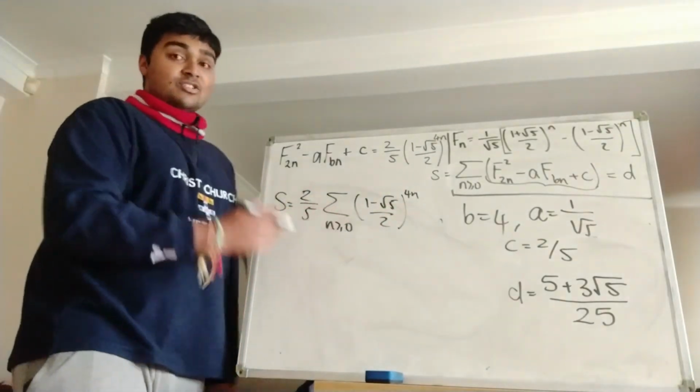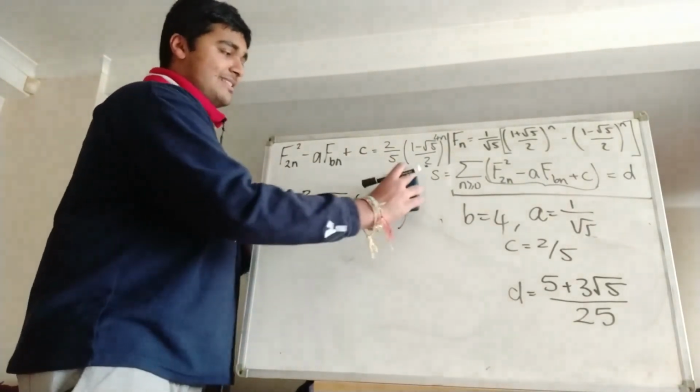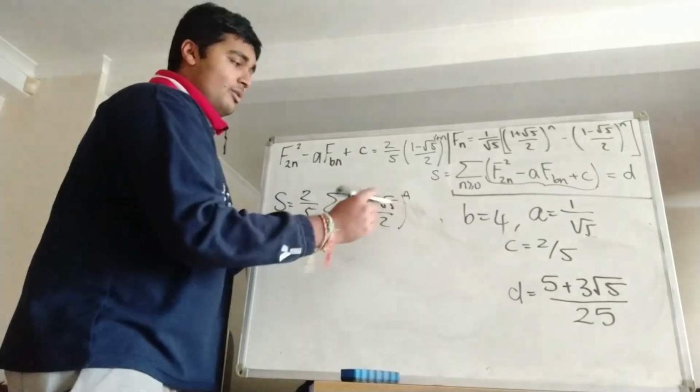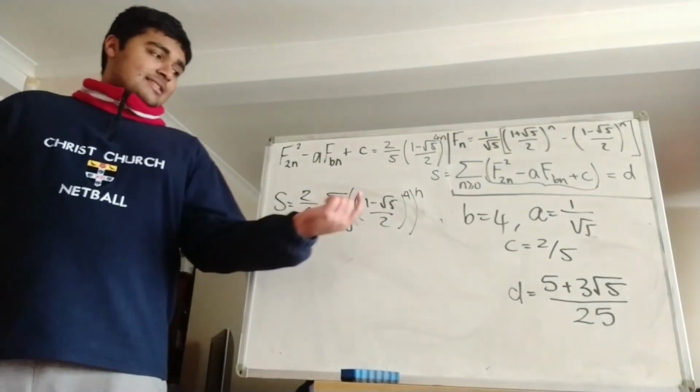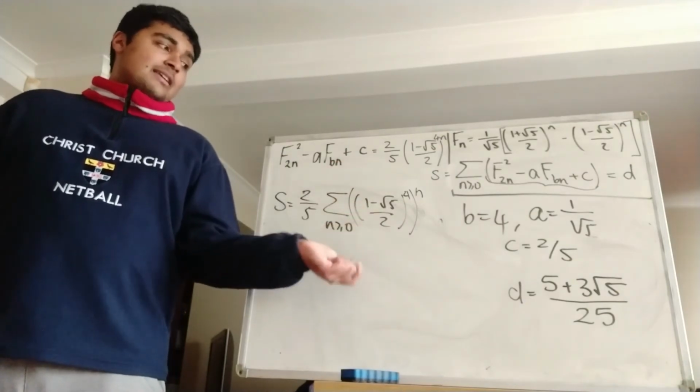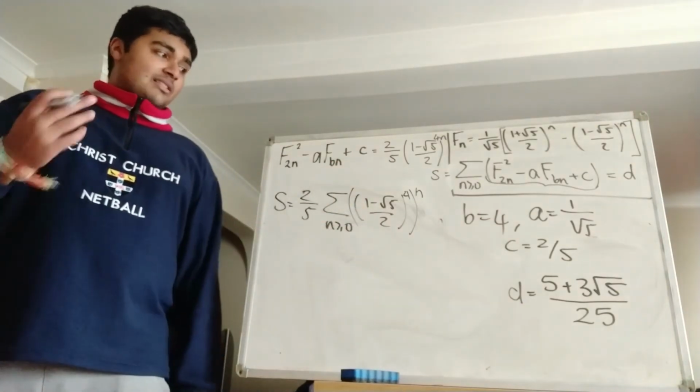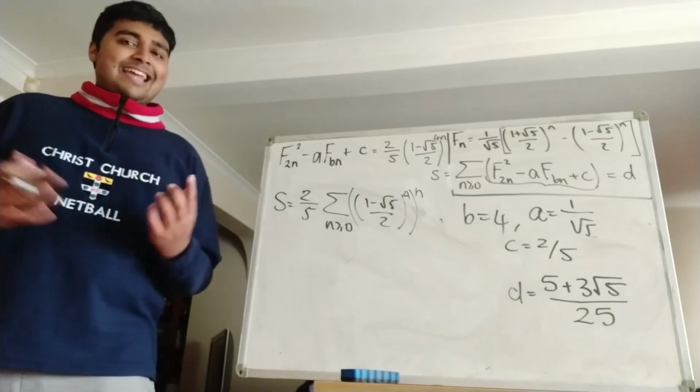But of course this thing here is just a geometric series, and perhaps an easier way to see that is if I write this as to the 4 and then do this to the n, like so. And our first term, when n is 0, is just 1. Then we get 1 minus root 5 over 2 raised to the 4, then 1 minus root 5 over 2 raised to the 8, and so on.